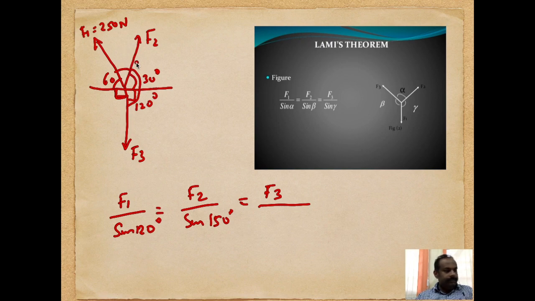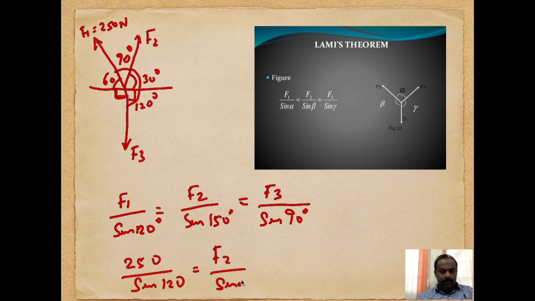Should be 90. Okay. So this should be F3 divided by sine 90 degree. Okay, and this is your equation. You just have to solve it. So the first one, F1, 250 divided by sine 120 is equal to F2 divided by sine 150.